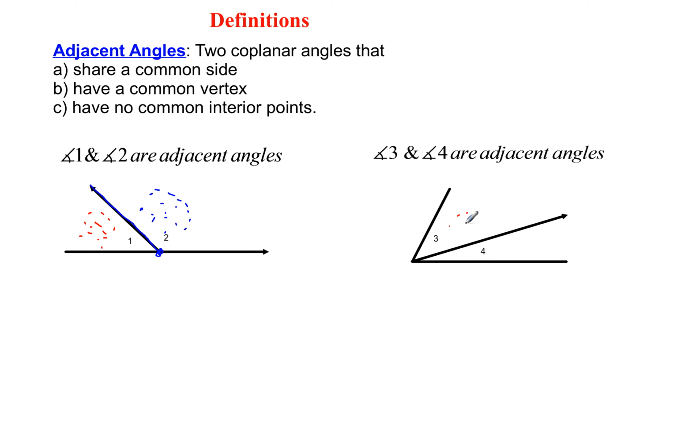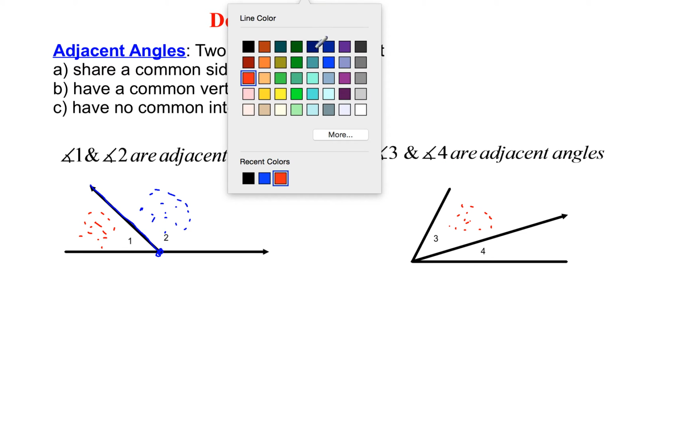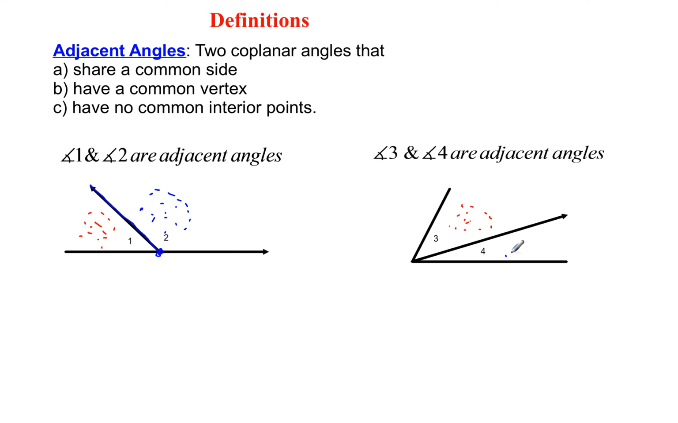Angles 3 and 4 are also adjacent angles. So angle 3, imagine these are all the points inside angle 3. And imagine these are all the points inside angle 4. They have no common points. So they satisfy this criteria. They have a common vertex. This is the common vertex of angles 3 and 4. And they share a common side. This is the common side of angles 3 and 4. Therefore, angles 3 and 4 are also adjacent angles.